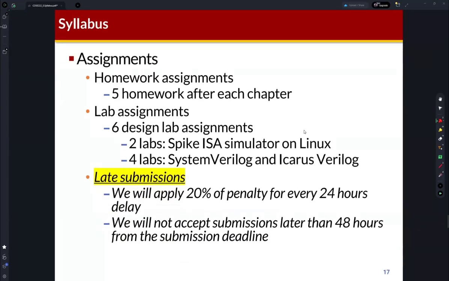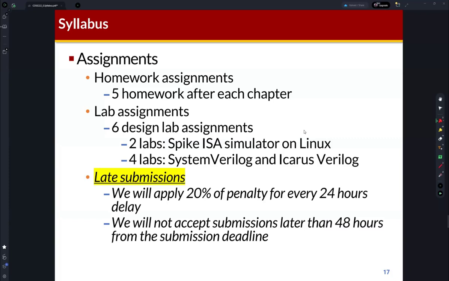Assignment. So there will be 5 homework assignments after each chapter. And homework assignments are very important for preparing for the exams. Okay. And then there will be 6 design lab assignments. For 2 of the design labs, you can practice the compiler and the ISA simulator, the instruction set architecture simulator.